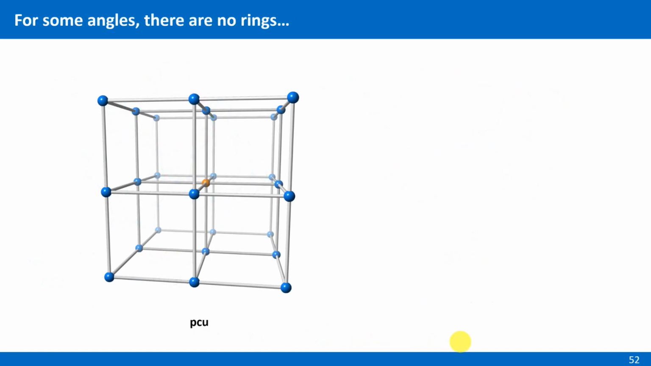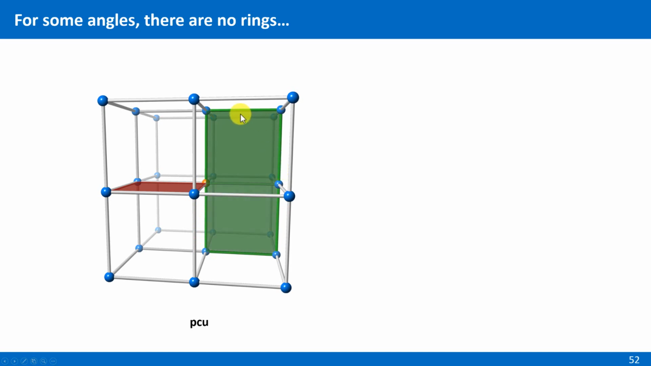Maybe a very last thing, there are some nets for which certain angles of a vertex are not involved in rings at all, because all shortest closed paths are only cycles but not rings. This is already the case for the relatively simple net PCU. The cis angles are all involved in 4 rings, no problem. But what about these trans angles? All shortest ways back to this orange home vertex have shortcuts. And then this is marked with an asterisk in the vertex symbol.